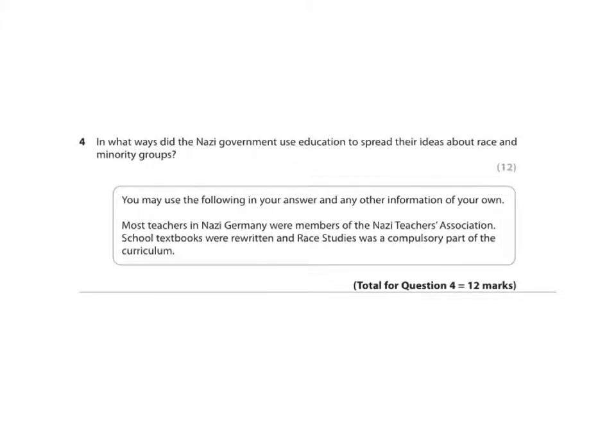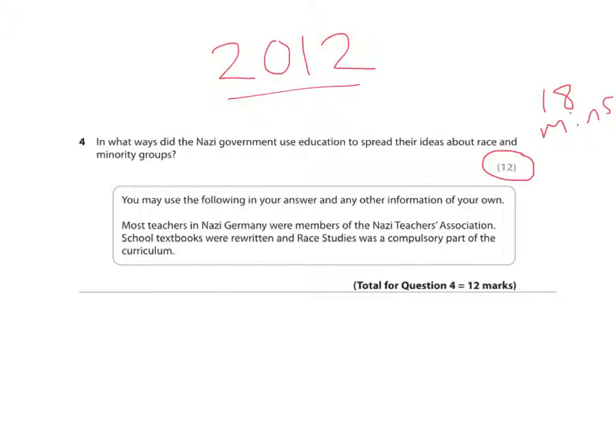This podcast will look at how to answer question 4 from June 2012. The question is, in what ways did the Nazi government use education to spread their ideas about race and minority groups? As you can see, it's worth 12 marks, which would be about 18 minutes, 1.5 minutes per mark, to answer that question in the exam.